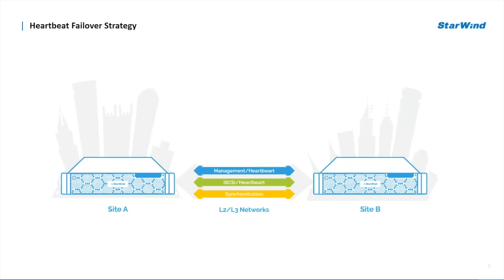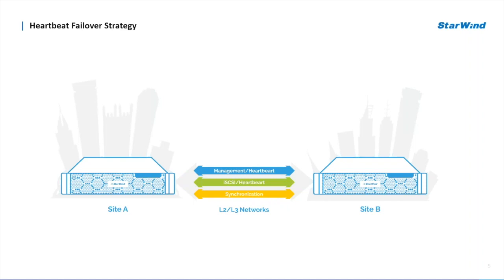It is recommended to assign more independent heartbeat channels during replica creation to improve system stability and avoid this split brain issue. With the heartbeat failover strategy, the storage cluster would continue working with only one StarWind node available. So the requirements for networks in this case are as follows. For the management heartbeat network, we need at least a 100 megabits per second network.